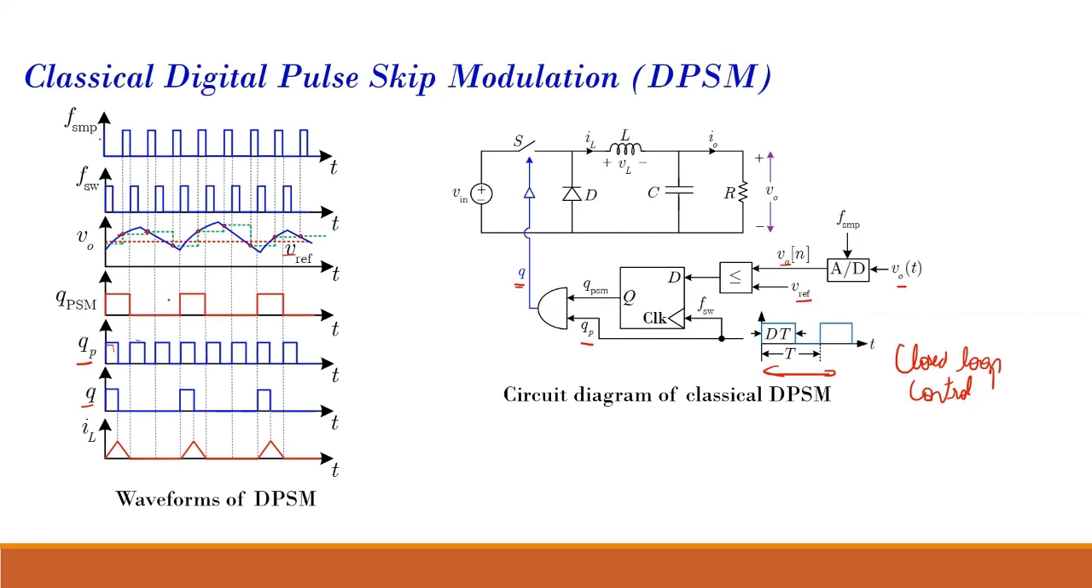If my QPSM is zero, my QPSM is ANDed with QP, and my effective gate signal comes to be like this. So instead of the gate signal being this, I am getting the gate signal to be this. And if you observe, it is effectively reducing the switching frequency.